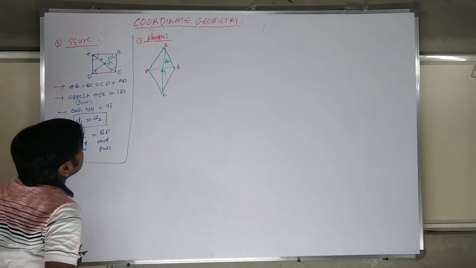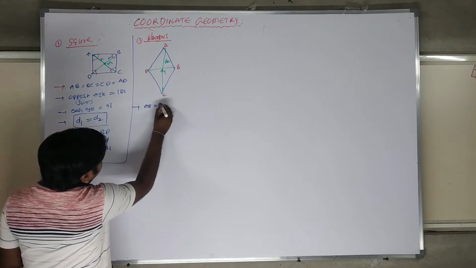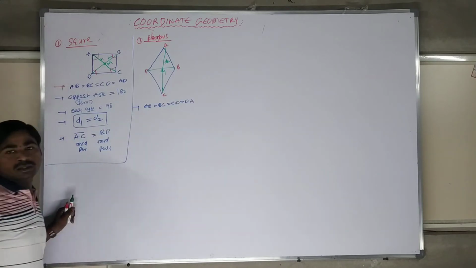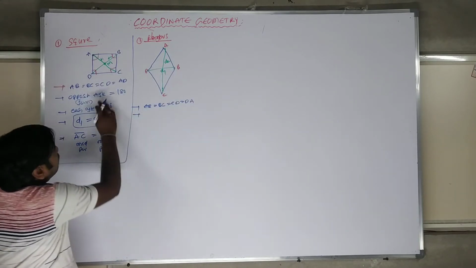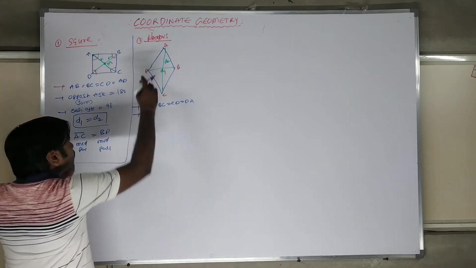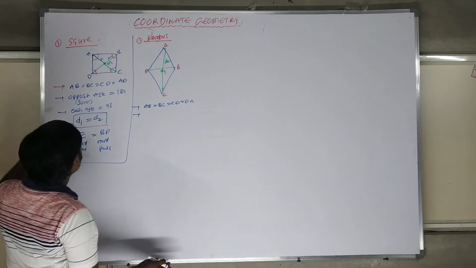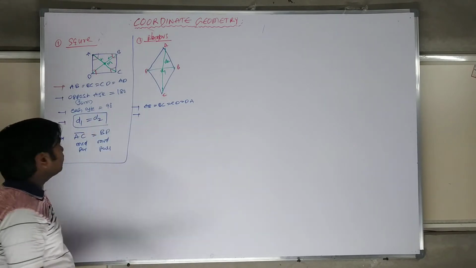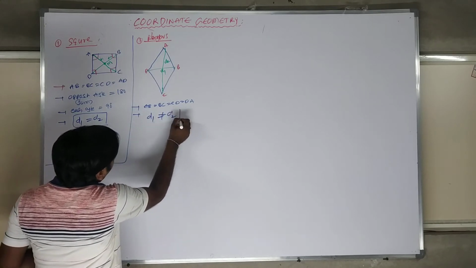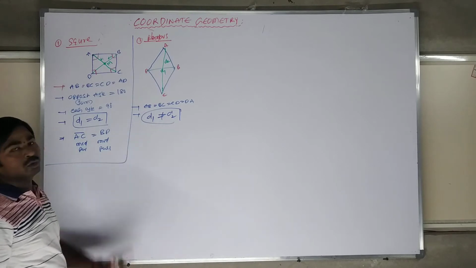Here the rhombus is very simple. All sides are the same: AB, BC, CD and DA, all distances are the same. The sum of opposite angles need not be 180. There is no requirement for opposite angles to be 180. Next, each angle should not be 90. Here D1 is not equal to D2. The diagonal lengths should not be the same.